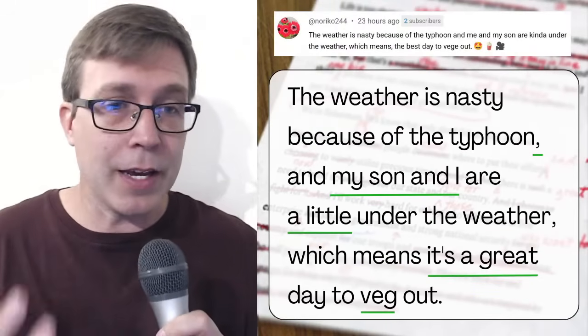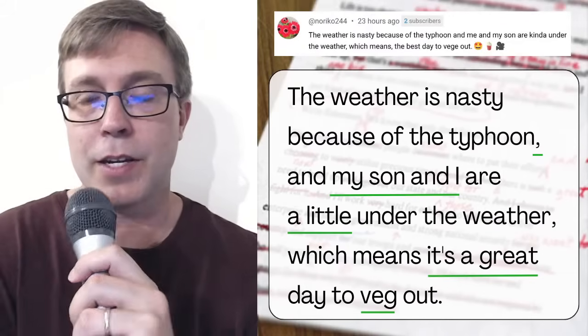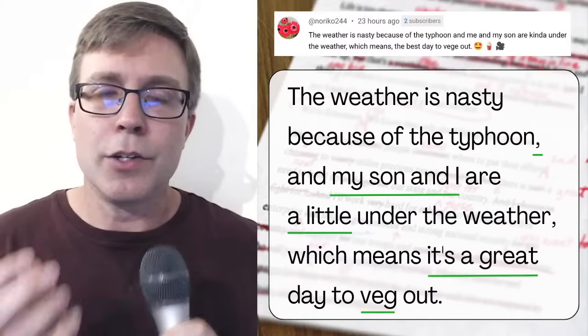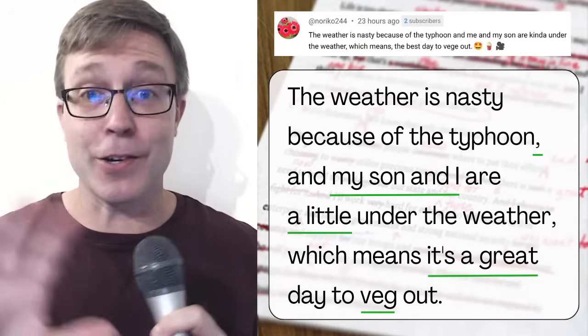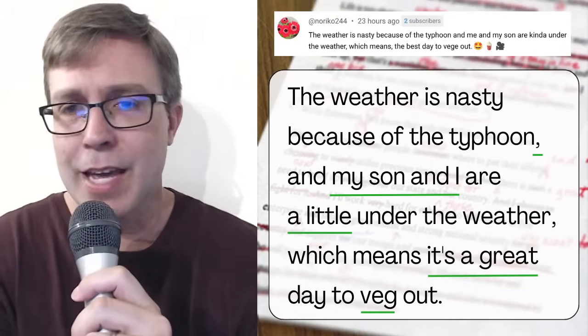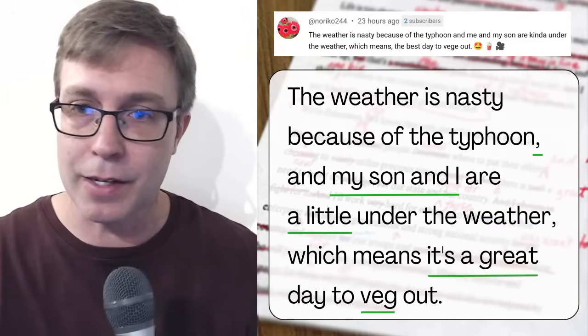Or you could say, yes, Sylvia, it's like the perfect day to veg out in that case. But instead of using a superlative, I think it's a little too strong in saying like this day when there's a typhoon and you're sick is the best of all others. So again, there's different ways that you could reword that second part of the sentence.